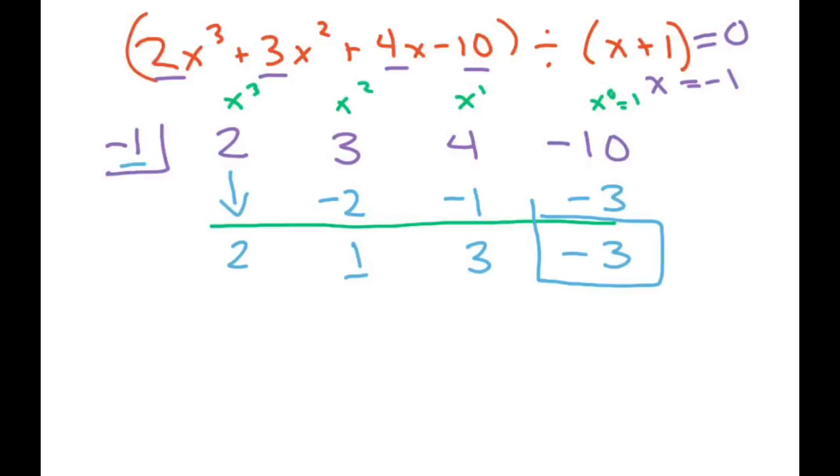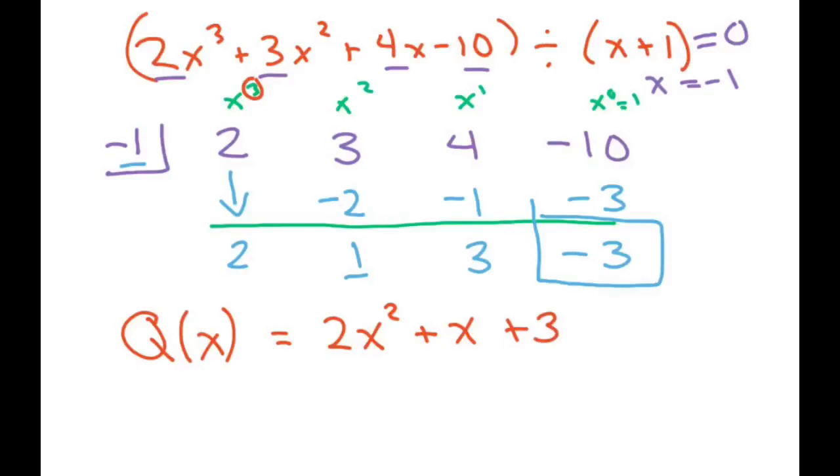So your quotient, you go down 1. Since we started with x cubed, you go down 1. So that's going to be 2x squared plus 1x, or just x, plus 3. And your remainder equals -3.